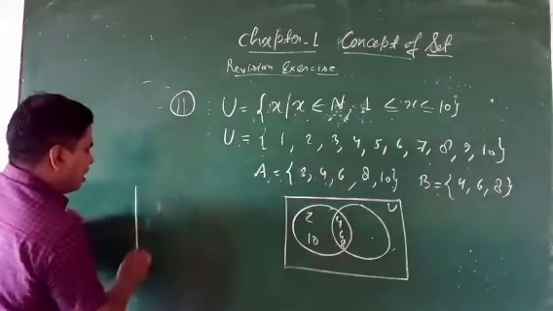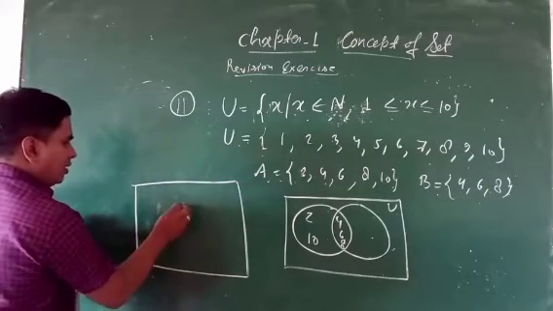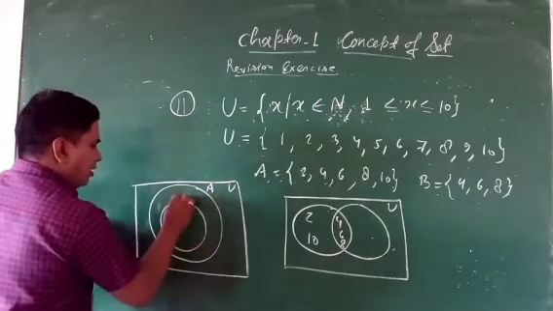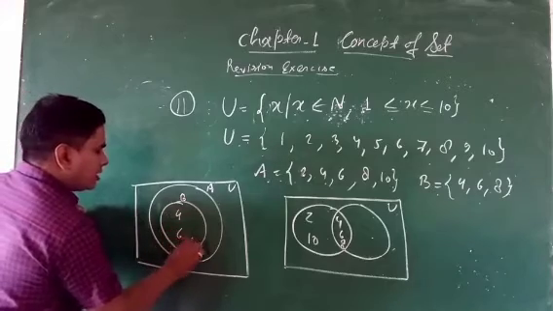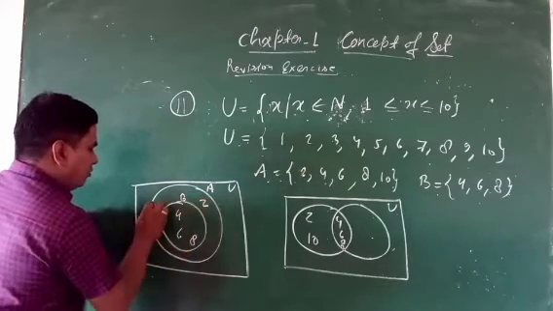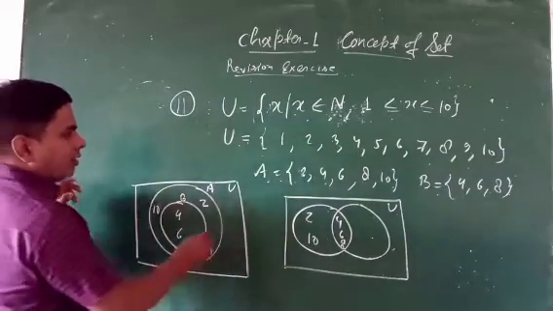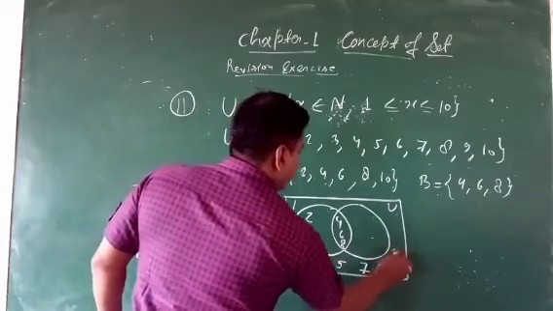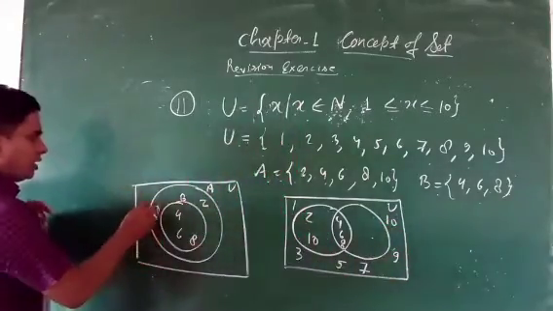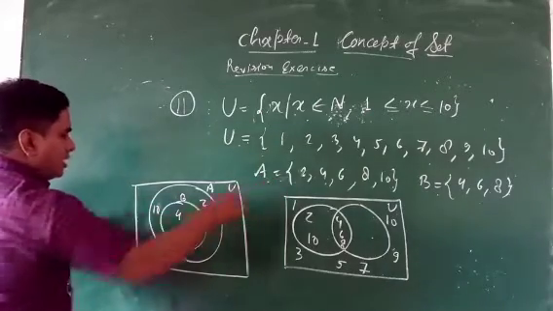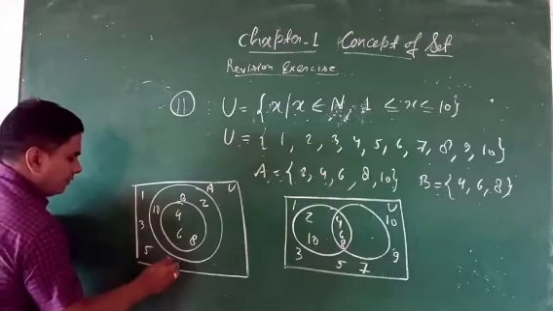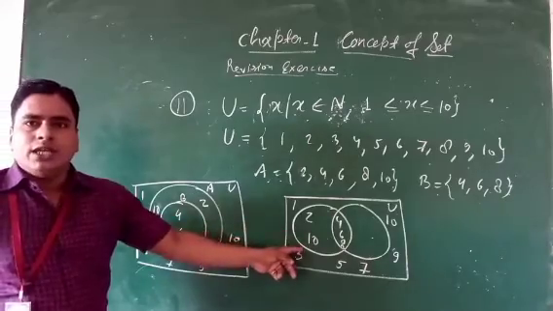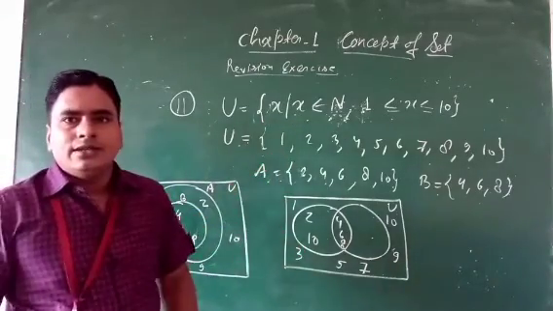Either you can draw it in this way also. Set A, here B, 4, 6, 8 in common. Here 2, 10. And the rest, 1, 3, 5, 7, 9, outside, where 2, 4, 6, 8, 10 are in the circles. So either this way or that way, you can draw the Venn diagram of these sets.